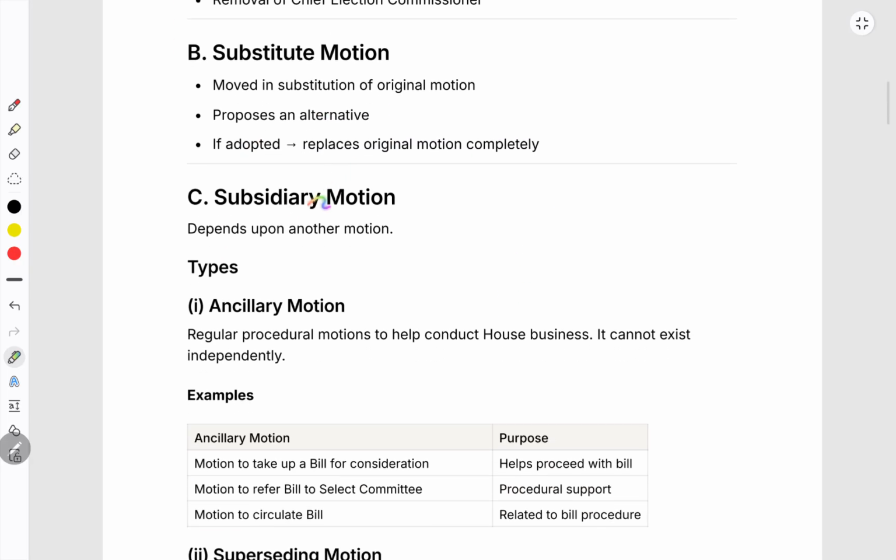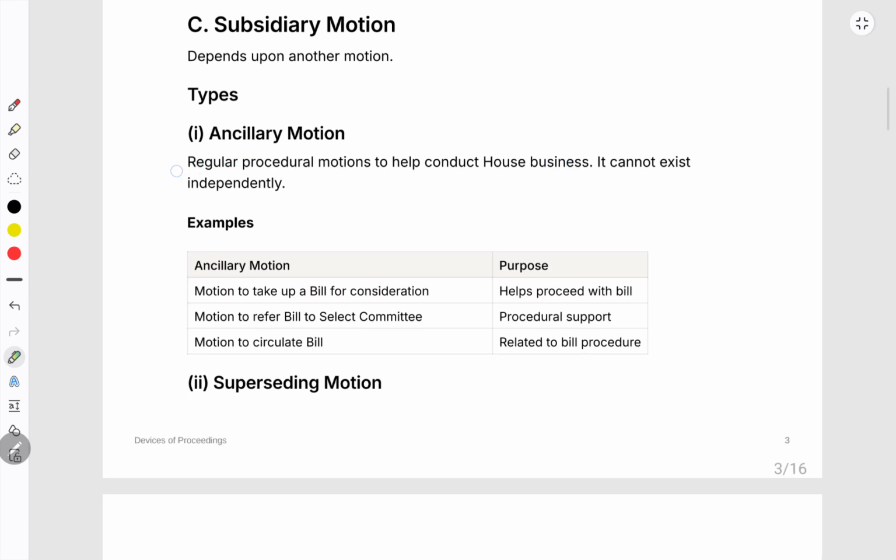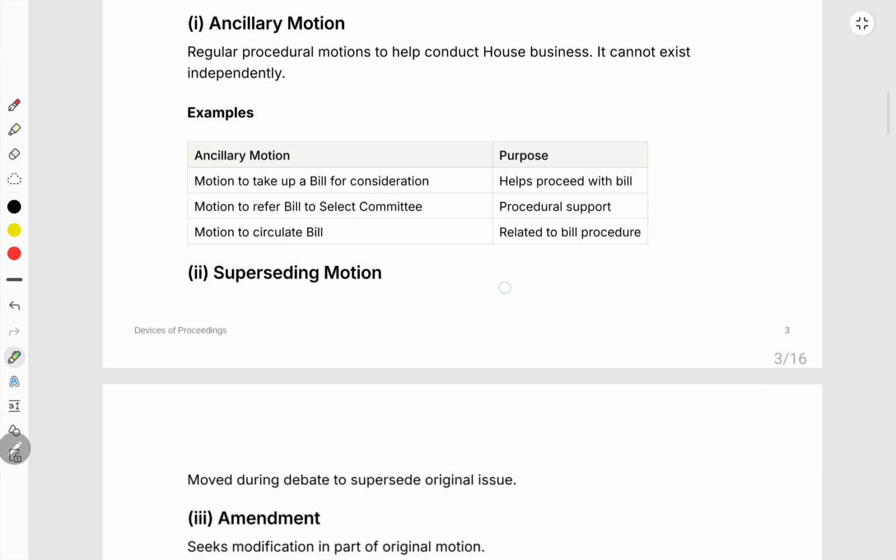Then third is a subsidiary motion. Subsidiary motion is a motion which depends upon another motion. It does not exist independently. So first is ancillary motion. Ancillary motion is a regular procedural motion to help conduct house business. So this is a kind of regular procedural motion, and it cannot exist independently, like a motion to take up a bill for consideration, a motion to refer a bill to a select committee, or a motion to circulate a bill. So these are procedural motions and they cannot exist independently, right?